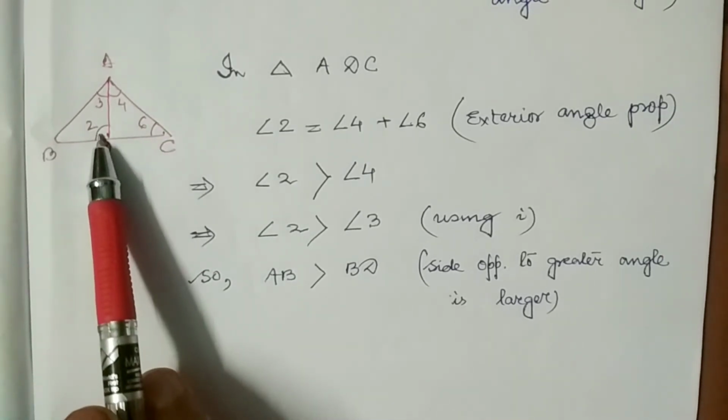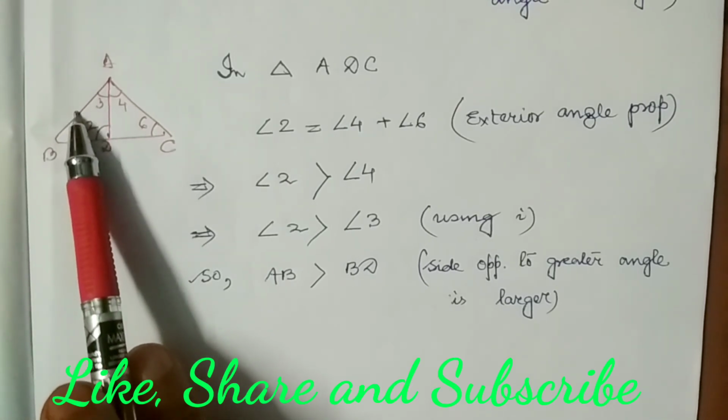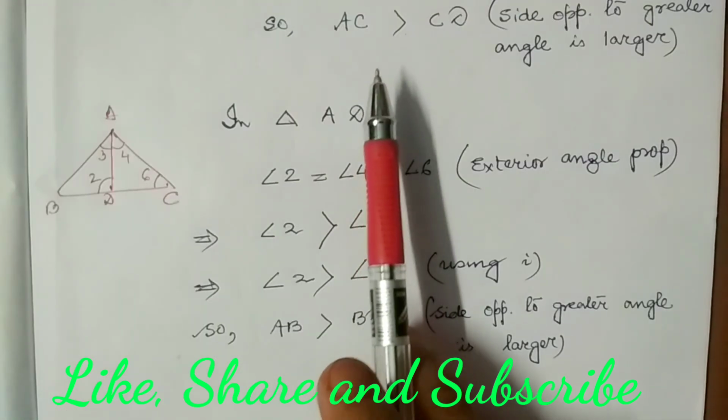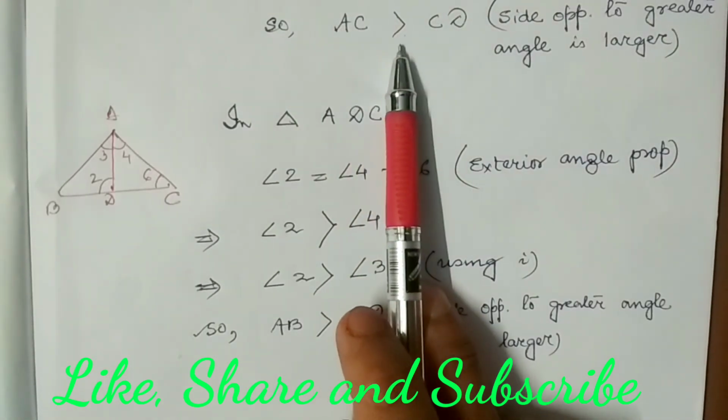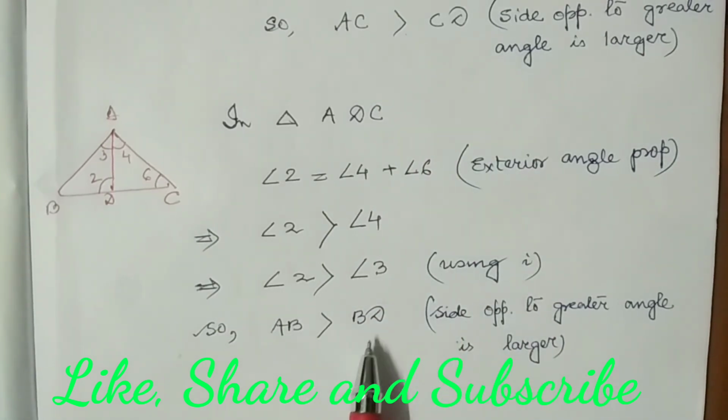So angle 2's opposite side, that is AB, will be longer as compared to the opposite side of angle 3, that is BD. So we have proved AC is greater than CD and AB is greater than BD. This is what we have to prove.